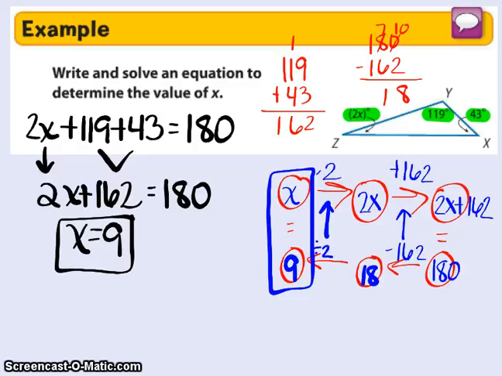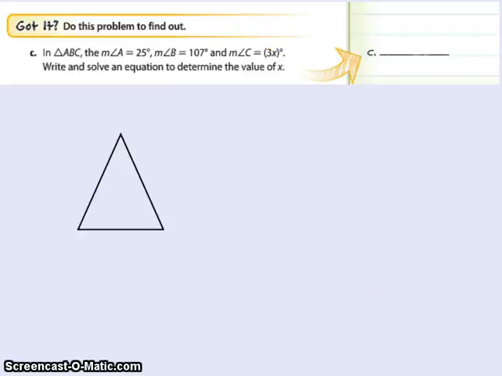Let's go to the next example. It says in triangle ABC, the angle A is equal to 25 degrees, angle B is equal to 107 degrees, and angle C is equal to 3x degrees. Write and solve an equation to determine the value of x.